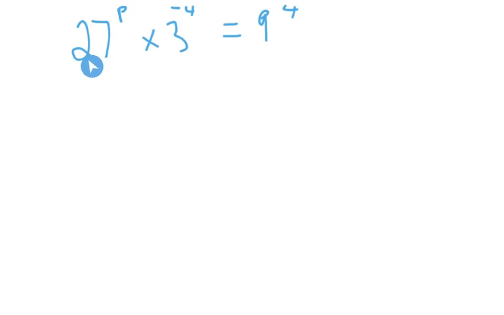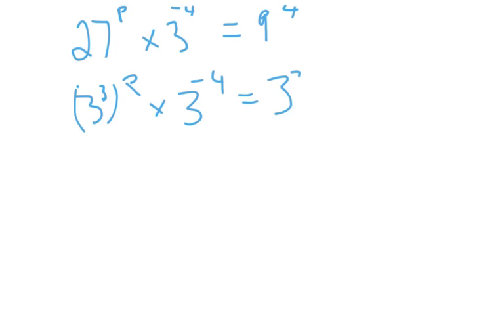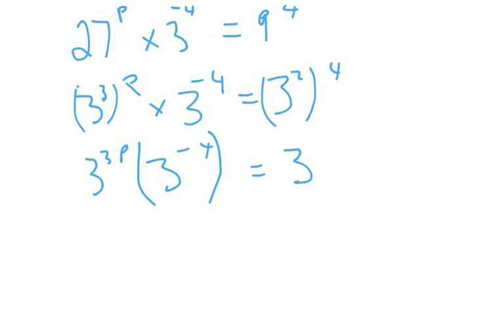So in this case, 3, because 3 to the power of 3 is 27, and 3 squared is equal to 9. So first of all, you can rewrite this as 3 to the power of 3, all to the power of p, times 3 to the power of minus 4, and that's equal to 3 squared to the power of 4. I can multiply that out. That's 3 to the power of 3p times 3 to the power of minus 4. I've left out the brackets here, the multiplication. And that's equal to 3 to the power of 8.